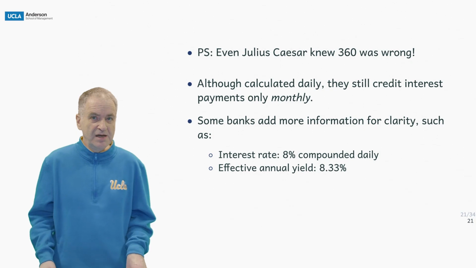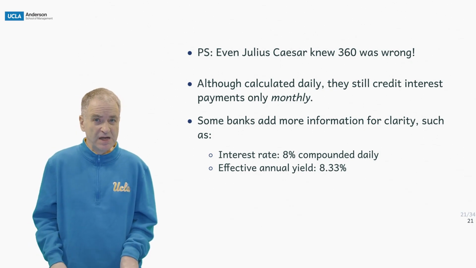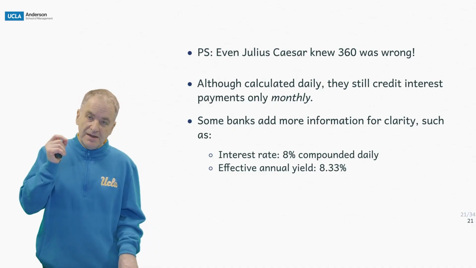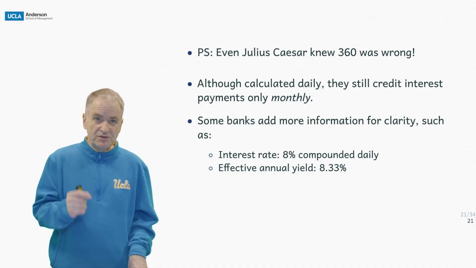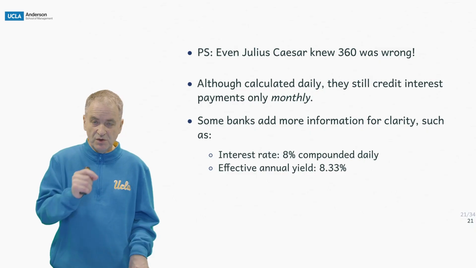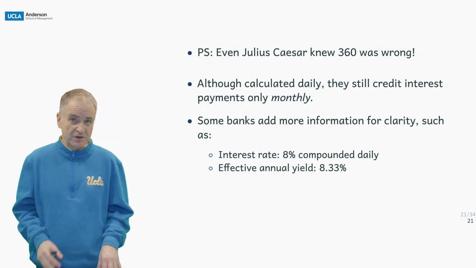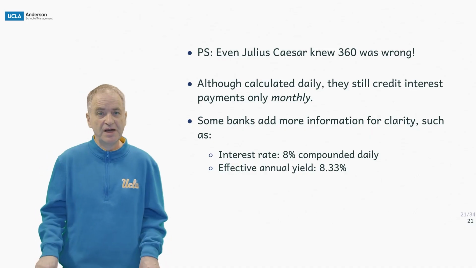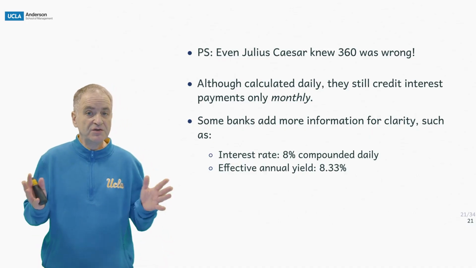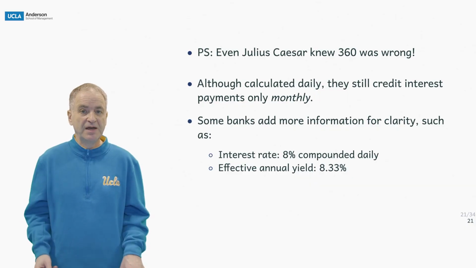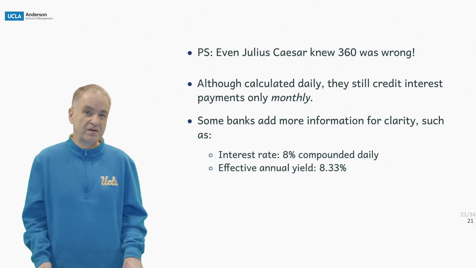By the way, even Julius Caesar knew that 360 was wrong. That's not a year. Although calculated daily, the banks still credit interest payments only monthly, so you will not see a new statement every day on this. Some banks also add a little bit of extra information for clarity, such as interest rate 8% compounded daily, effective annual yield 8.33%.